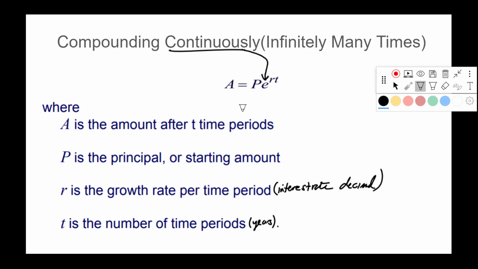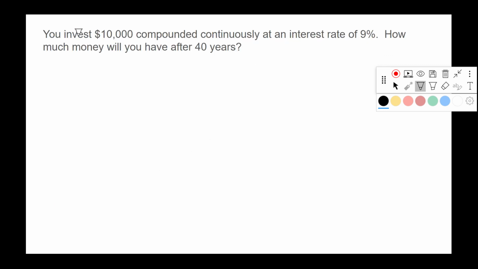And it's almost the same equation, right? It's a little simpler. The variables all mean the same thing. Okay, so here you go. You invest $10,000 compounded continuously at an interest rate of 9%. That's unbelievable. You'll never get 9%. How much money will you have after 40 years?